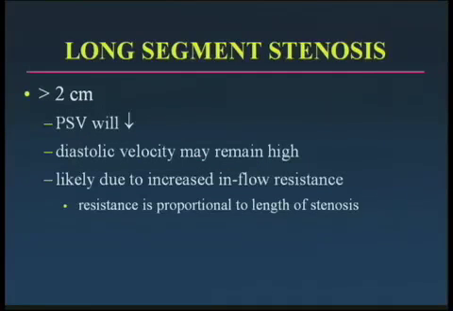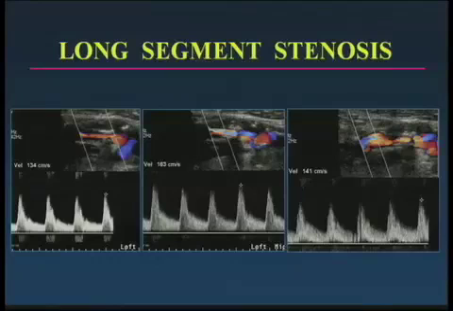In addition, if there's a long segment stenosis, the peak systolic velocity also won't be as elevated as you would expect for the degree of stenosis, although the diastolic velocity also usually remains high. And this is likely due to increased inflow resistance, and this is proportional, in fact, to the length of the stenosis. So here is an example, and on the grayscale images, I saw a lot of plaque.